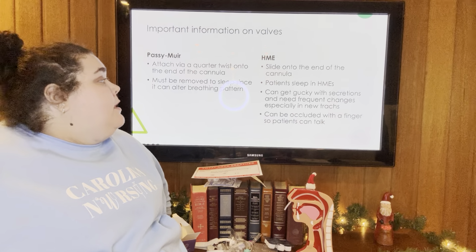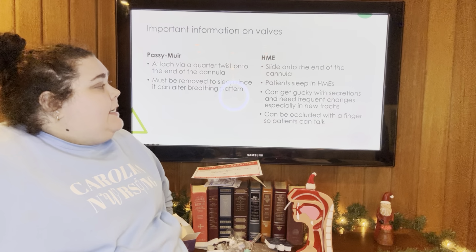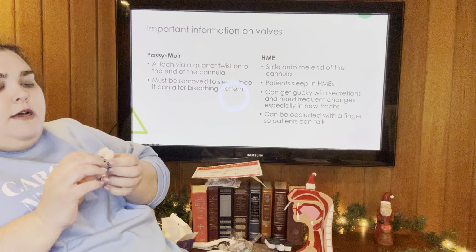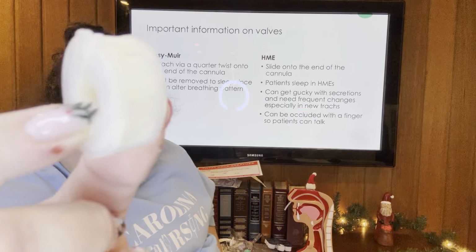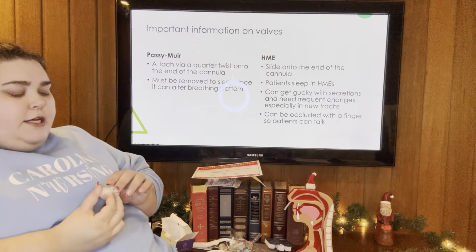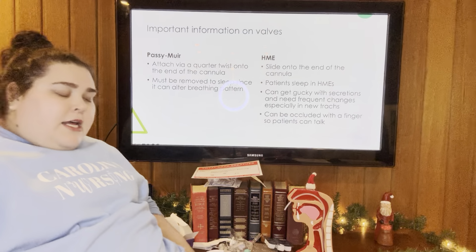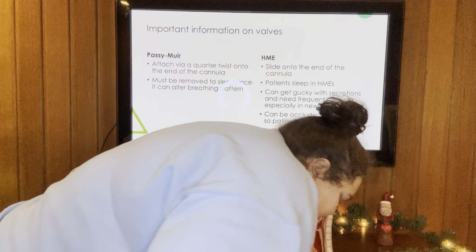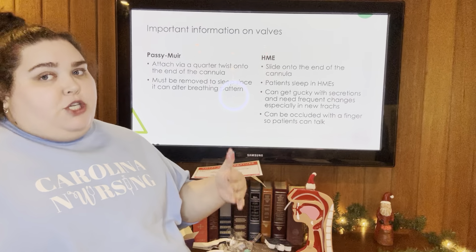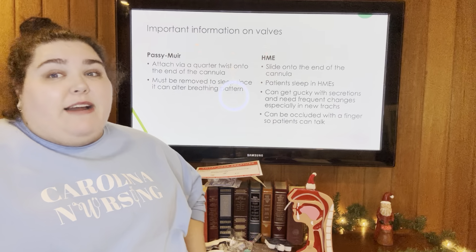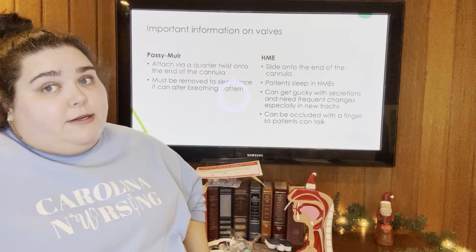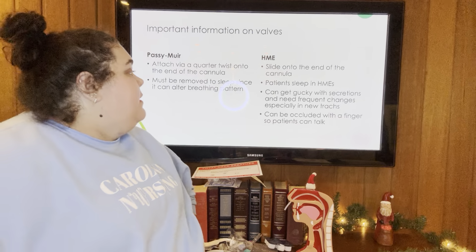And the HME valves can get kind of gucky with secretions. I'm not sure how clearly you can see, but it's like a piece of foam that's in there. So if you have a lot of secretions, then the foam can get quite full and has to be changed frequently. Some people change them every 8 hours, some every 12 hours. When you're first using them, some people have to change them much more frequently, like every 4 hours.